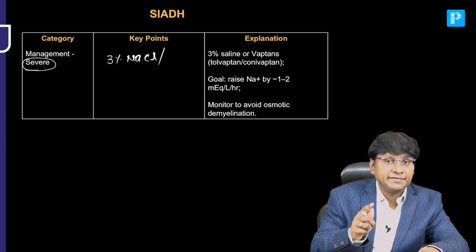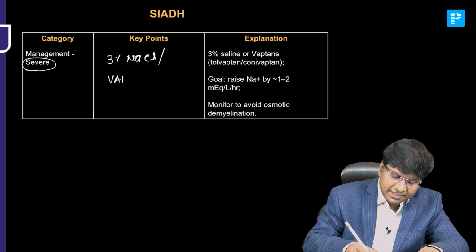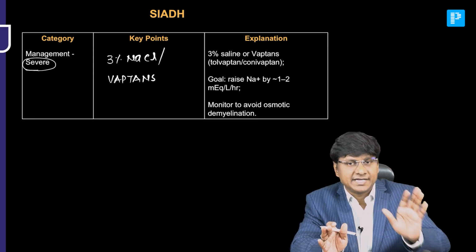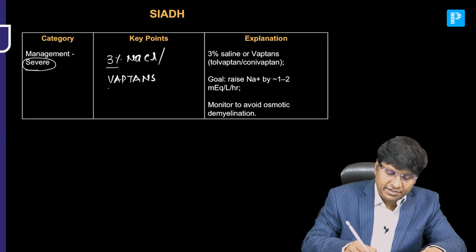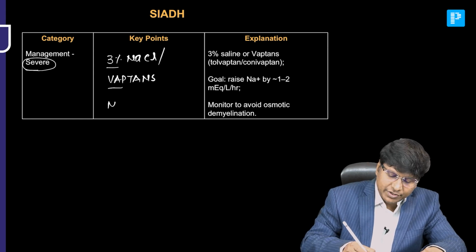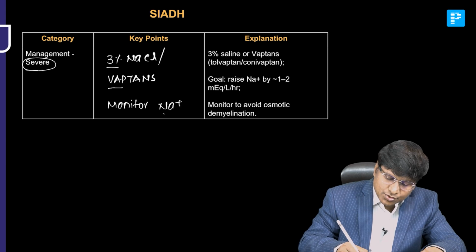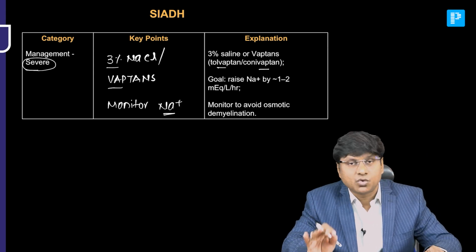Or if the individual is severely symptomatic, then vaptans are considered the drug of choice, right? Vaptans have to be given in severe symptomatic hyponatremia. And whenever you're giving 3% sodium chloride or vaptans, you need to monitor the sodium. And for vaptans, we have tolvaptan as well as conivaptan.